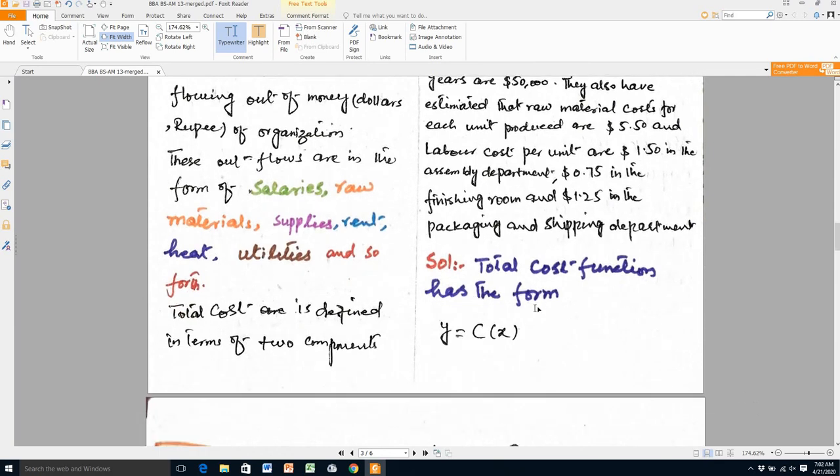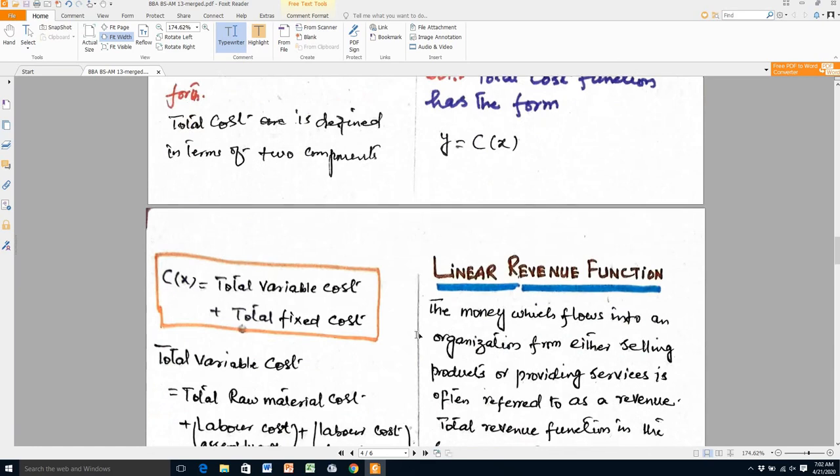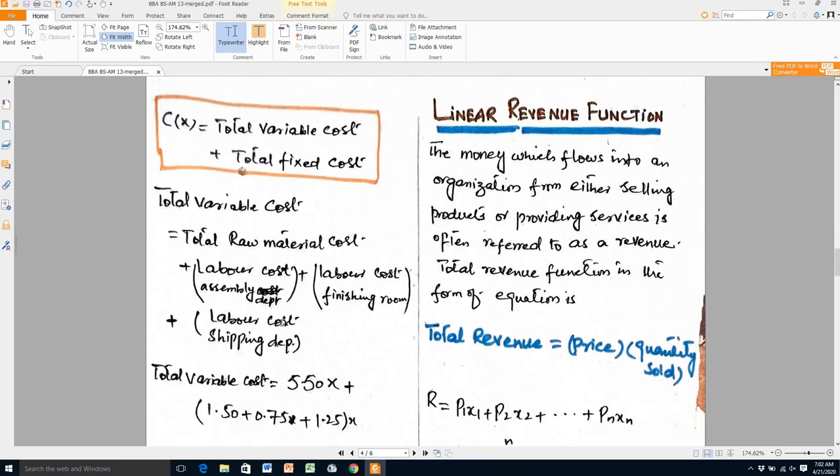The total cost function has the form y is equal to C of x, and C of x is equal to the total variable cost plus fixed cost. First we calculate the total variable cost. Total variable cost is equal to total raw material cost plus labor cost in the assembly department, plus labor cost in the finishing room, plus labor cost in the shipping department.